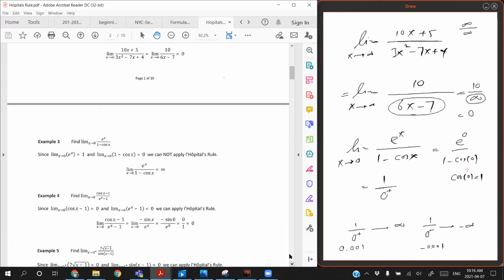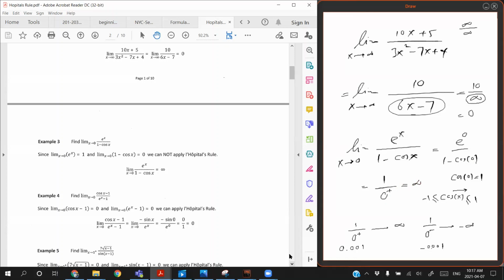Why 0 plus? Because cosine can never be greater than 1. Cosine of x is always between negative 1 and 1. So as x approaches 0, cosine of x is going to approach 1 from the left. So 1 minus a number that's a little less than 1 is going to be a positive number. 1 minus a number less than 1 is going to be 0 plus, so that's going to be infinity.